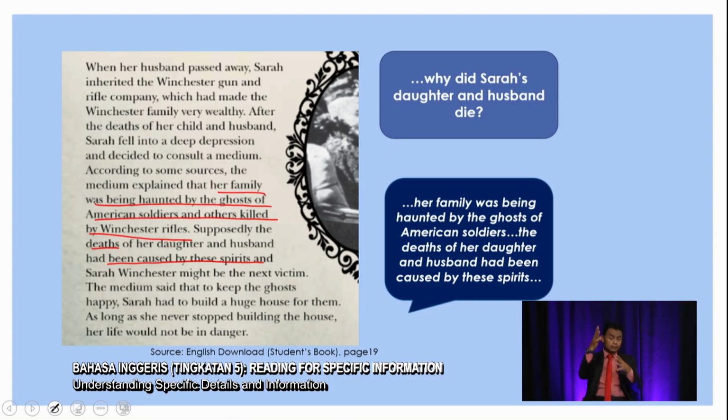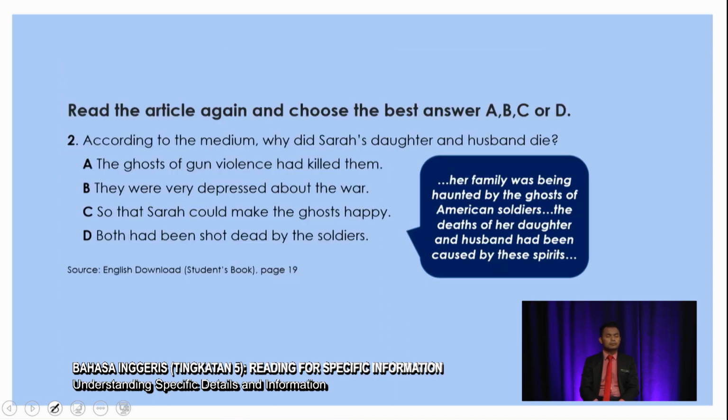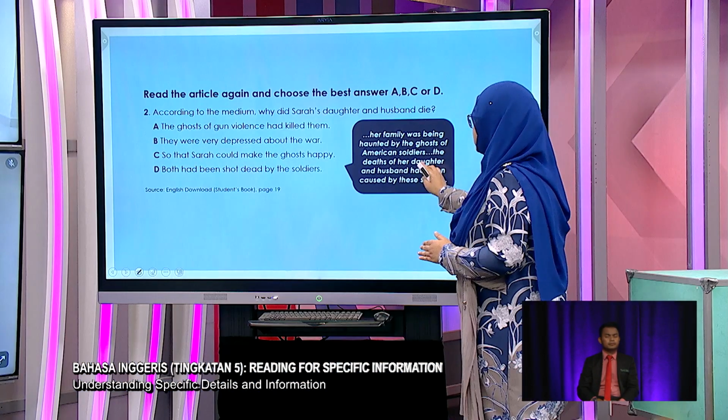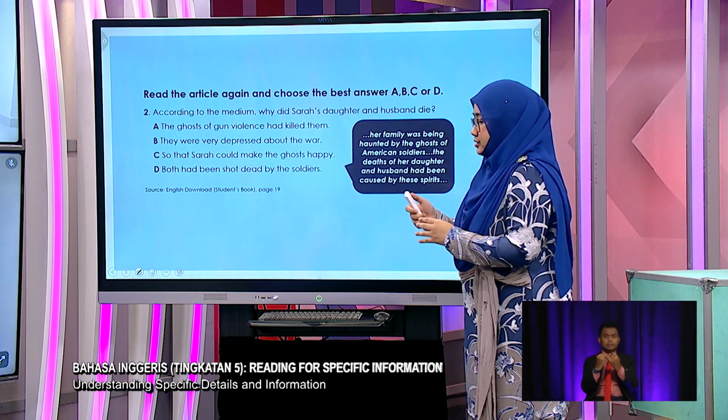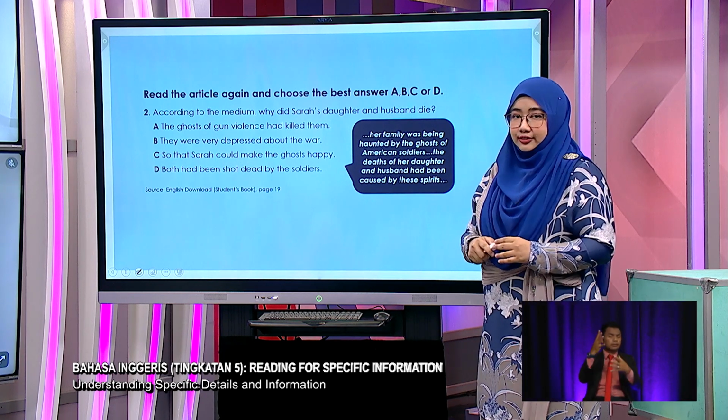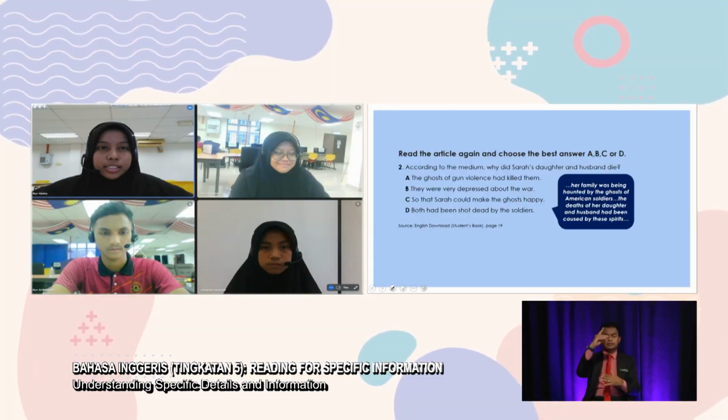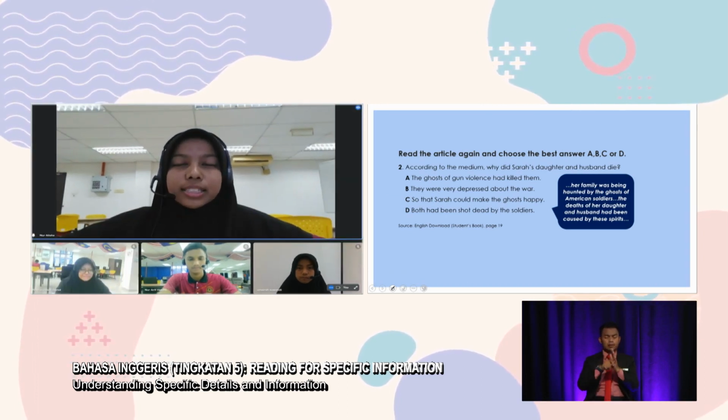Now the next step is for us to compare the one we've got in the text and the options A, B, C, D. Option A, the ghosts of gun violence had killed them. Option B, they were very depressed about the war. Option C, so that Sarah could make the ghosts happy. Option D, both had been shot dead by the soldiers. Okay, so which one matches the answer that we find in the text? A, B, C, or D? The best answer is A. The ghosts of gun violence had killed them.